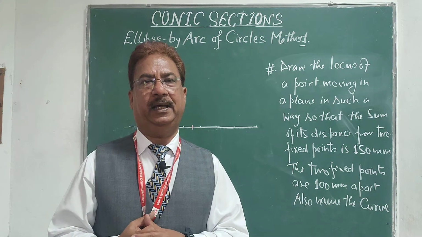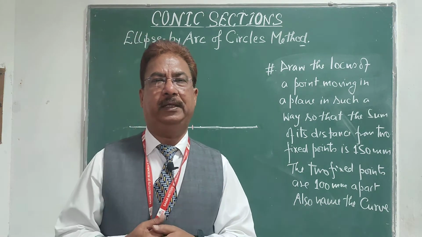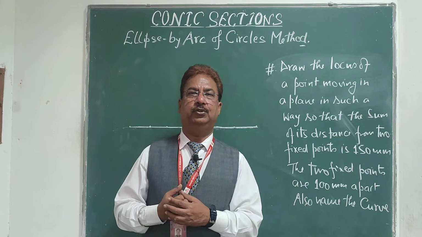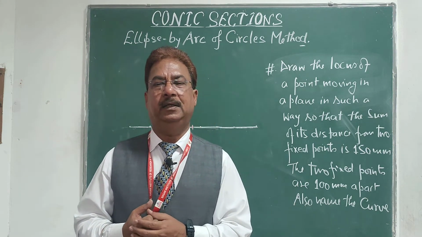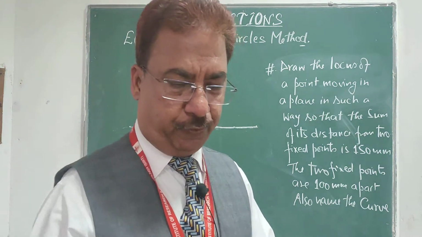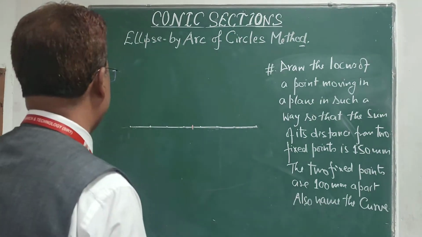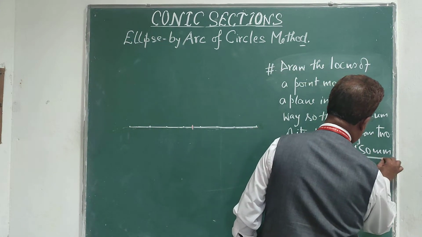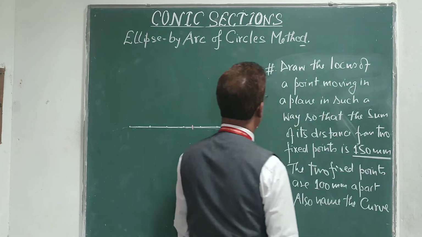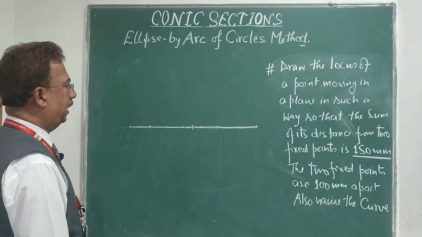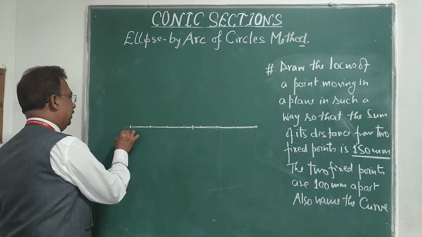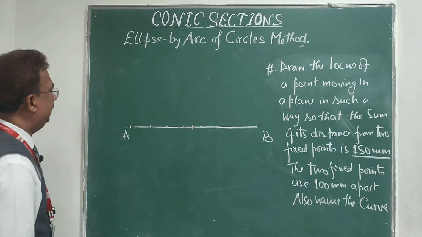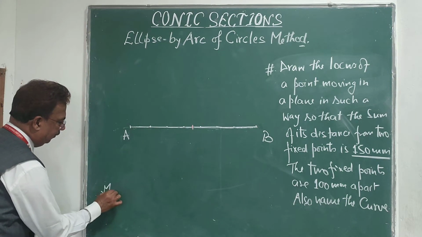So what they are saying is that we want to draw an ellipse where the two fixed points are 100 mm apart and the sum of the distances is 150 mm. How are we going to start? Initially, this 150 mm, the sum, will be equal to the major axis. So initially I have drawn a line AB, the major axis of the ellipse, which will be 150 mm.